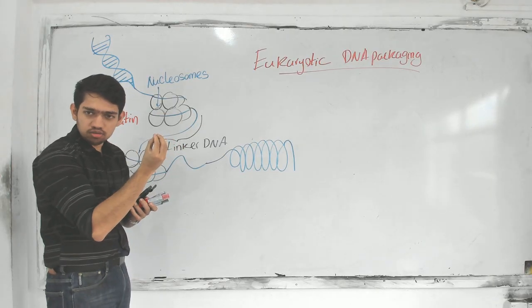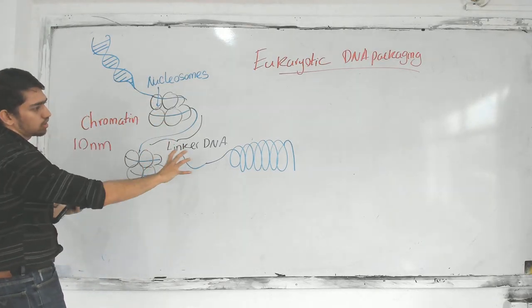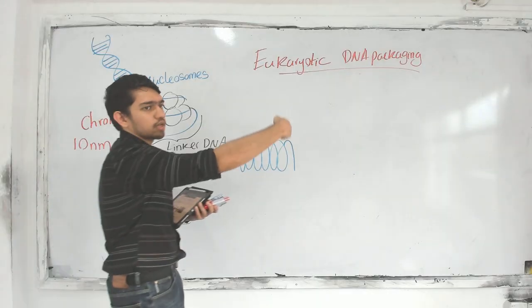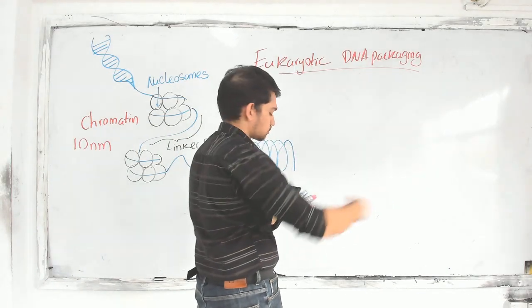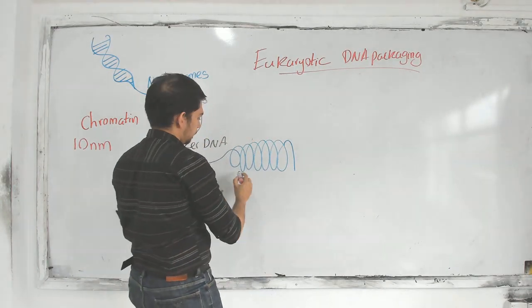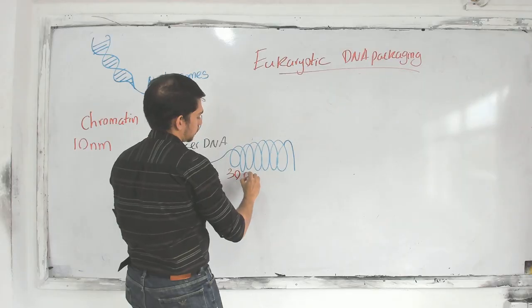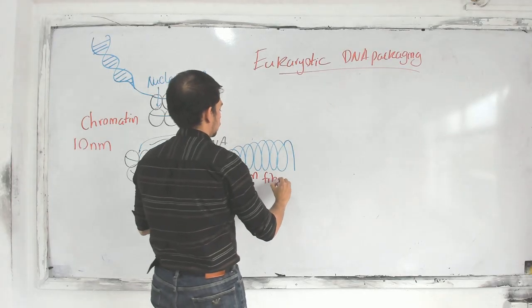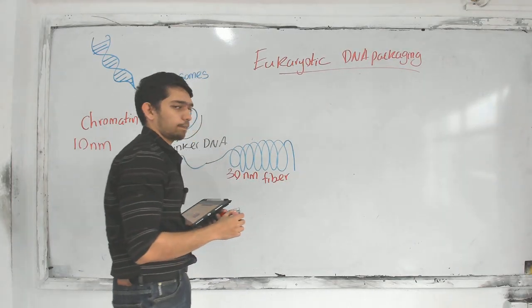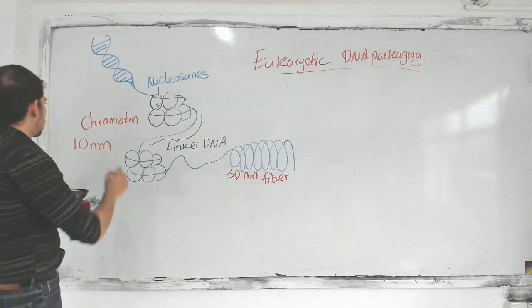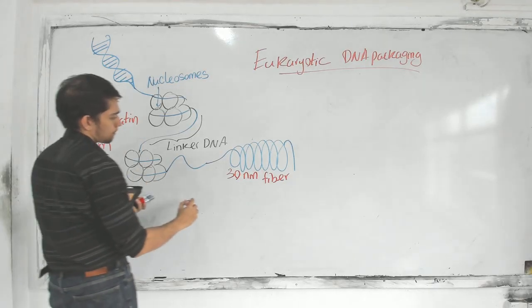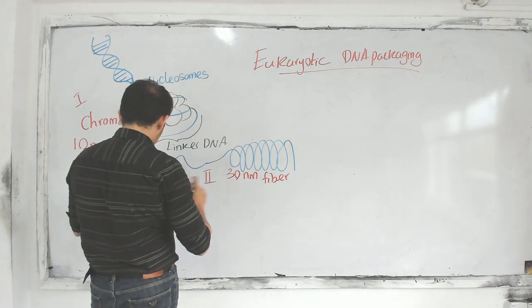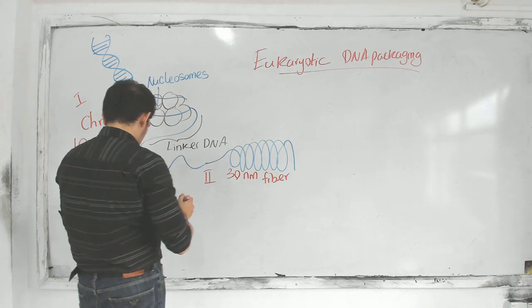We have so much DNA. We have to take all that DNA and step by step nicely pack it. So we come to the second level. This is called the 30 nanometer fiber. So slightly bigger. Level 2. This is level 1. This is level 2.